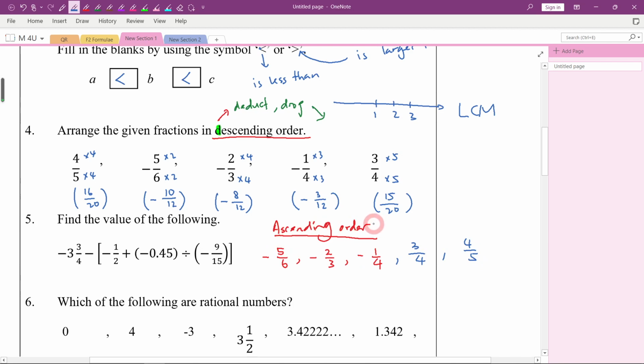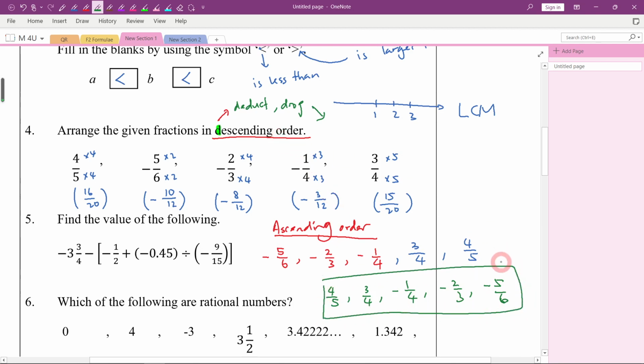This is ascending order. The question asks us to arrange all these fractions in descending order. So now I need to change their order, invert their order. Write 4 over 5 first, followed by 3 over 4, followed by negative 1 over 4, followed by negative 2 over 3, and the last one is negative 5 over 6. This is our answer, descending order.